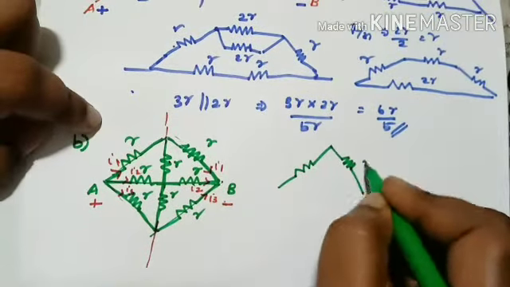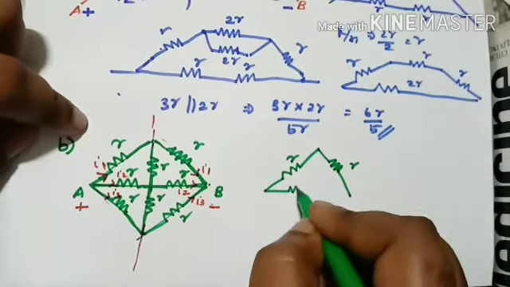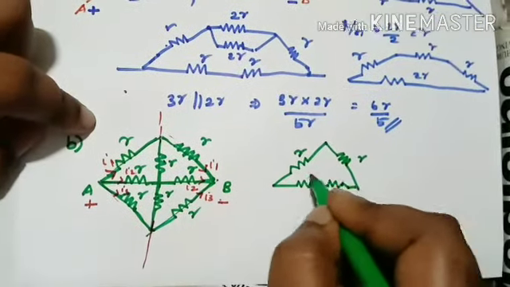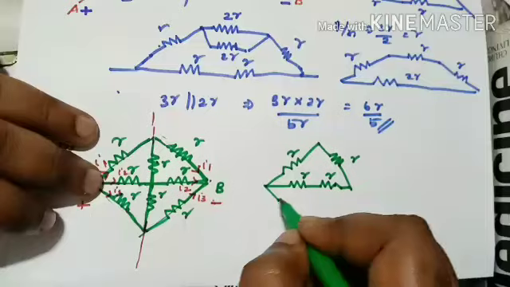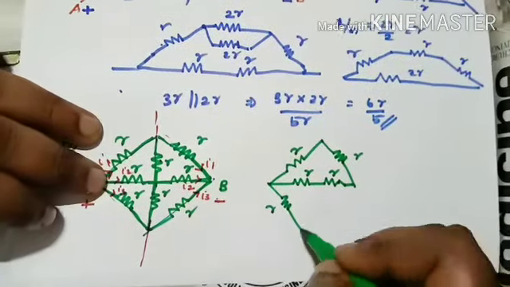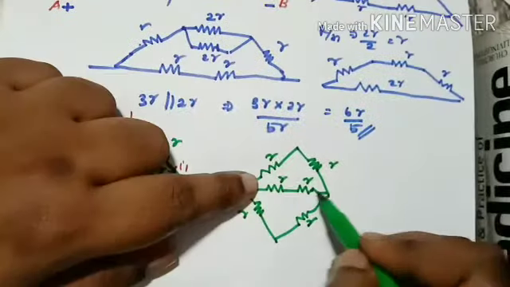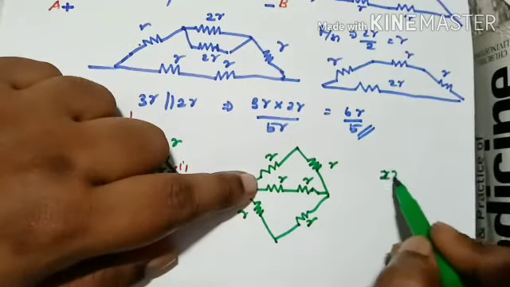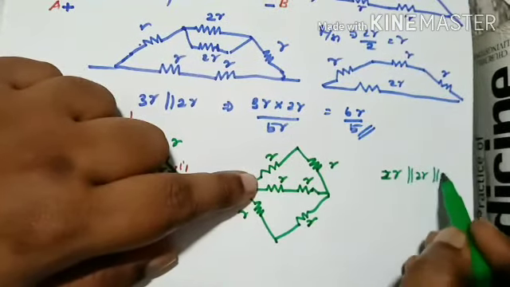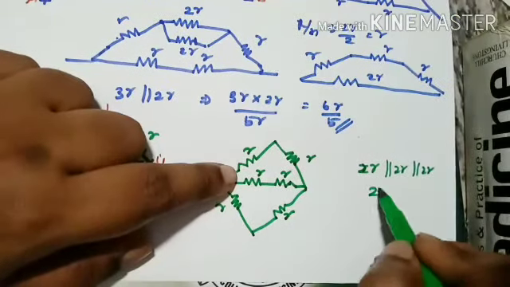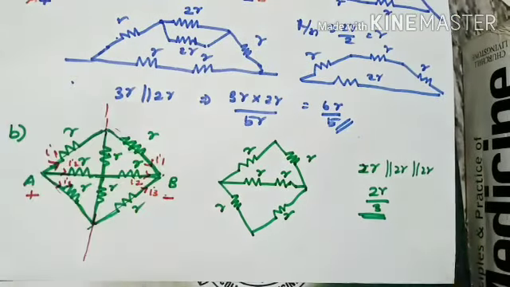R, R, right? Then in between there are two R, then there is another R, and this R. Now this is easy, right? So this is 2R, 2R, 2R. 2R is parallel to 2R is parallel to 2R. So what is it? 2R by 3. You got a straight away answer, right?